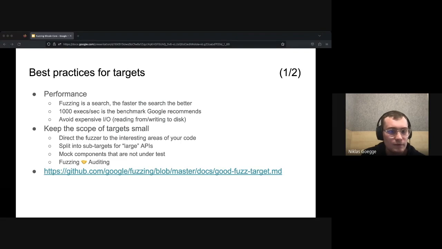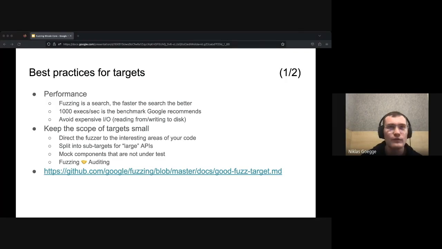And the next thing is keep the scope of your target small. What I mean by that is, don't try to fuzz a huge amount of code, but just try to direct the fuzzer into interesting areas of your code where you might think there are bugs. If you have a really large RPC, consider, instead of fuzzing the entire RPC, just fuzzing a subset and putting those subsets into different targets, and mock out any components that aren't under test.